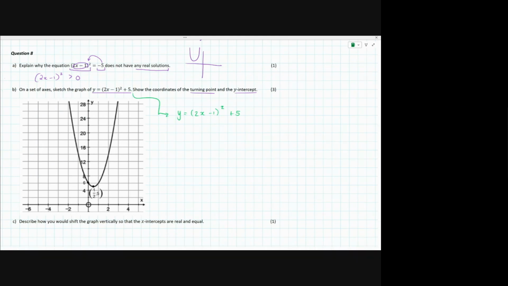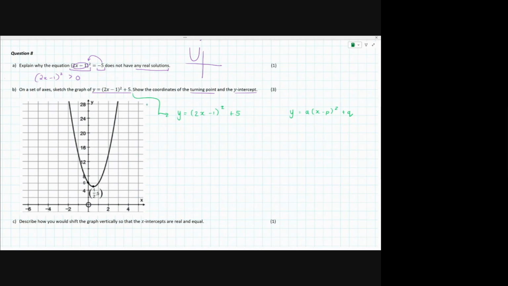What we need to remember is that in order for us to get our turning point, our equation needs to be y is equal to a(x minus p) squared plus q. What's actually happening here is our a value has been put into the bracket and it's part of the square. So we need to be really careful when we have a look at a question like this. So our turning point is not at 1, 5. It's at a half, 5.